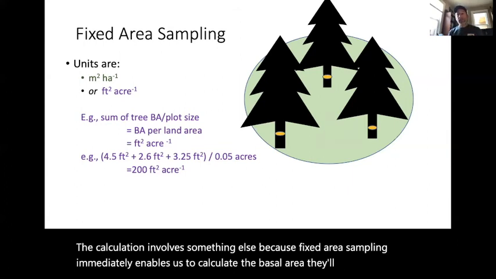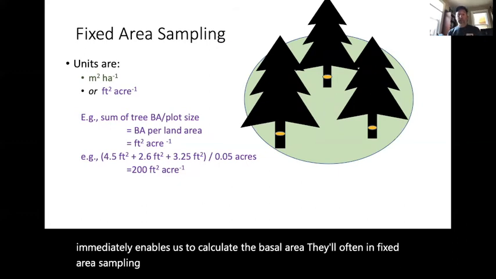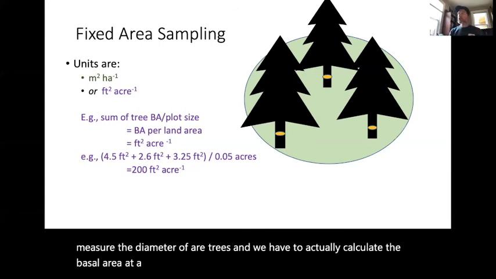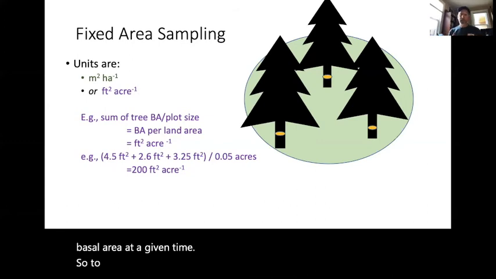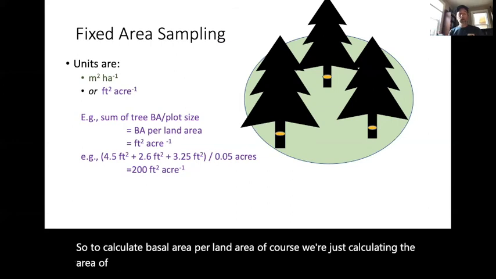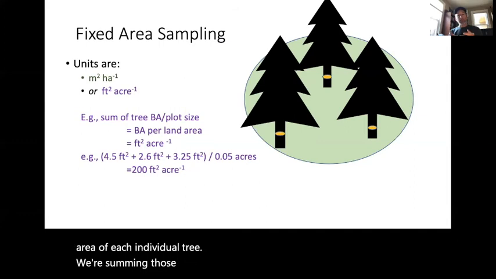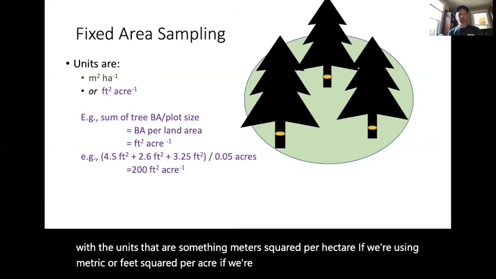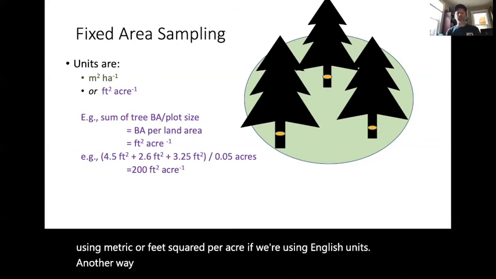often in fixed area sampling, we're just measuring the diameters. So we go out, we measure the diameter of our trees, and we have to actually calculate the basal area at a given time. So to calculate basal area per land area, we're just calculating the area of each individual tree. We're summing those up, and we're dividing by the plot area to end up with units that are something like meters squared per hectare if we're using metric, or feet squared per acre if we're using English units. Another way to say this is just the sum of tree basal area divided by the plot size.